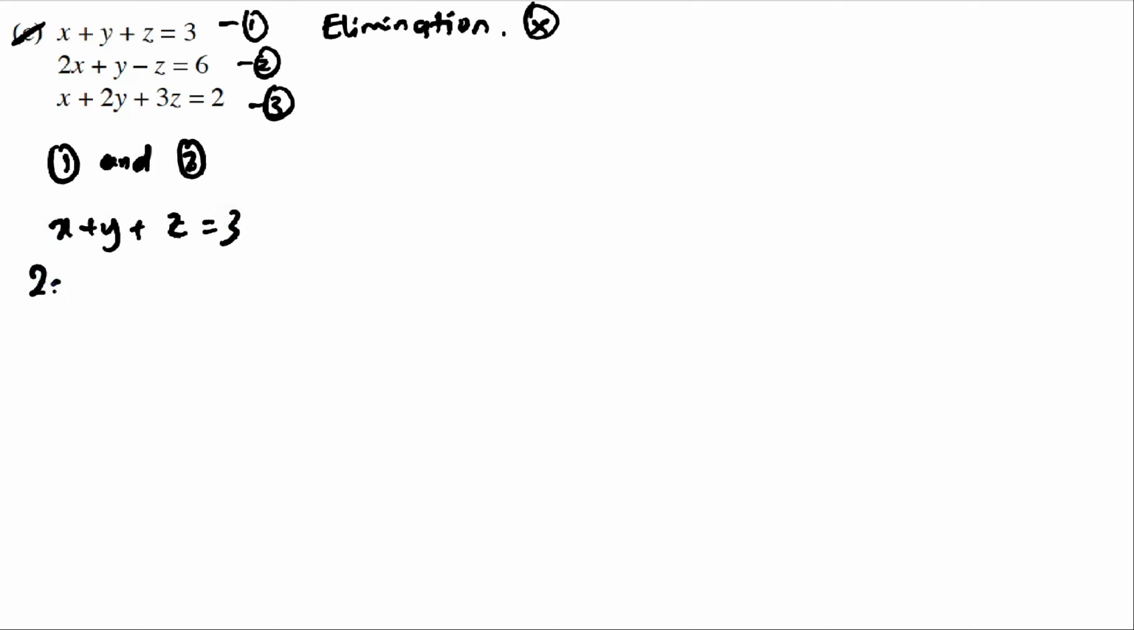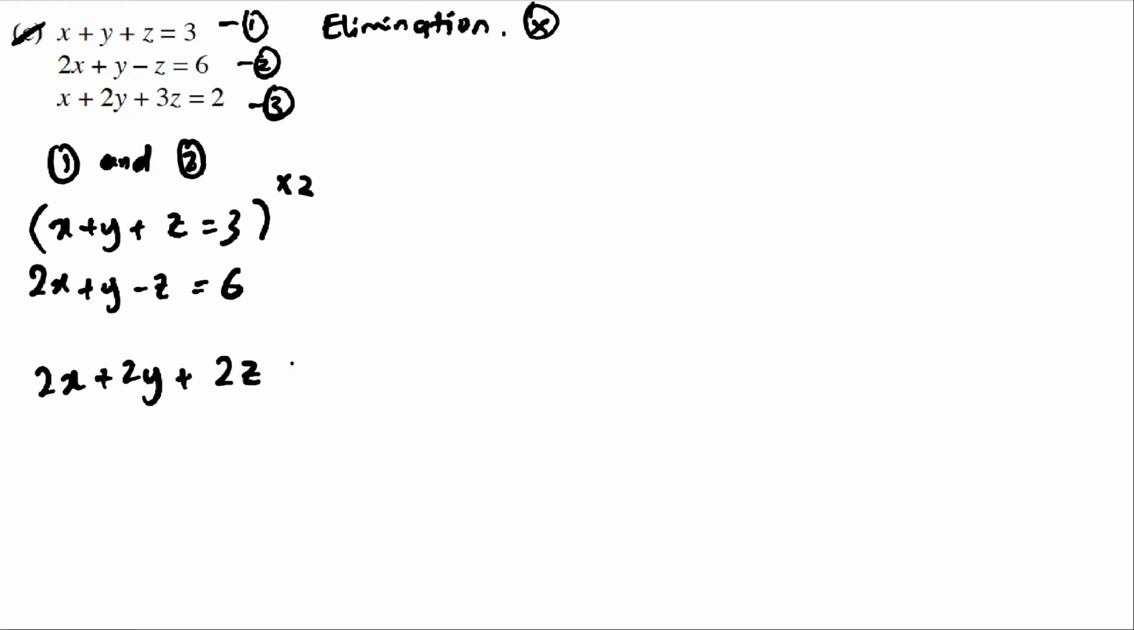And 2 here, 2x plus y minus z is equal to 6. To eliminate x, the coefficient must be equal. If this one is 2, this one must be 2. So what happened? We multiply everything with 2. When we multiply everything with 2, x times 2, we get 2x. Y times 2, we get 2y. Z times 2, we get 2z. And 3 times 2, we get 6. This one, 2x plus y minus z is equal to 6.